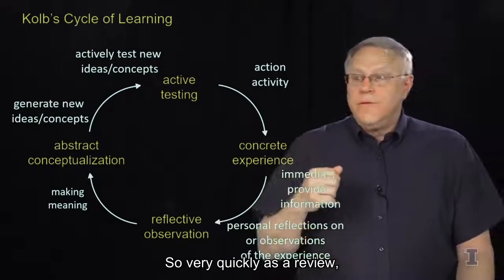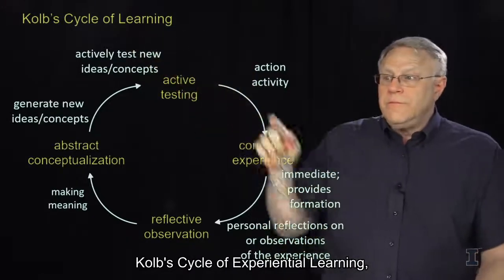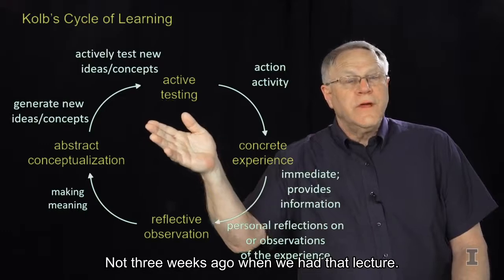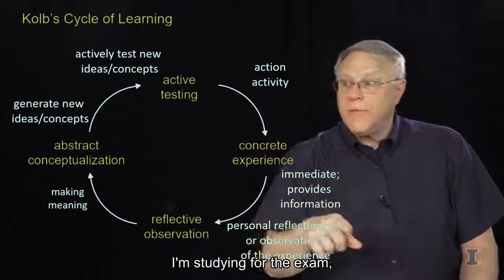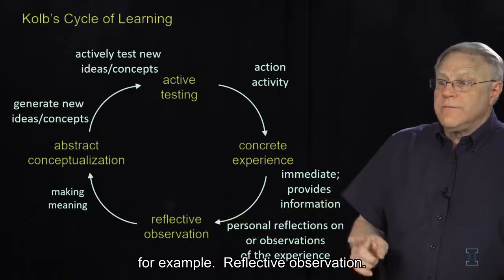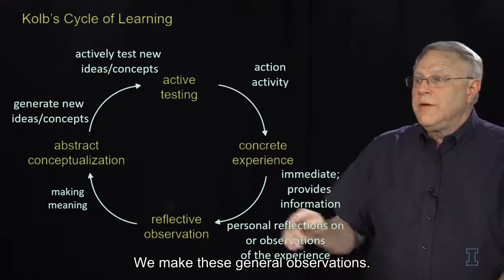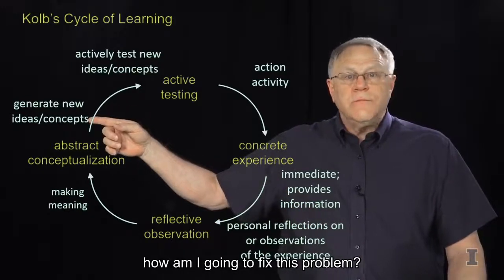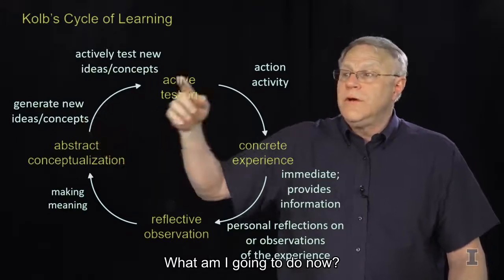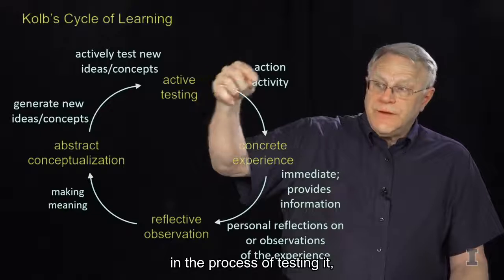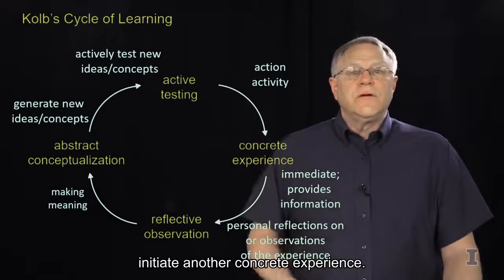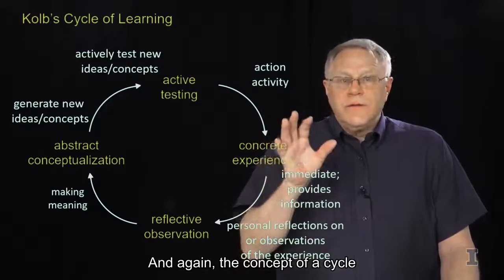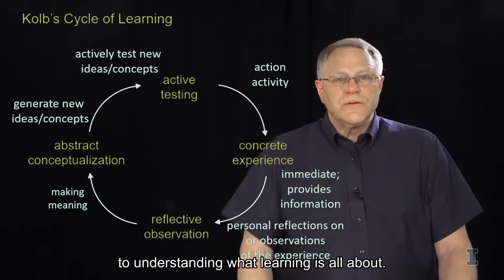So very quickly, as a review, Kolb's cycle of experiential learning: concrete experience, it's immediate, it happens now. Not 3 weeks ago when we had that lecture, it's happening now when I'm studying for the exam, for example. Reflective observation. We make these general observations. Out of that then we have abstract conceptualization where we generate some idea. How am I going to fix this problem? What am I going to do now? We actively test that. In the process of testing it, action, activity, we may initiate another concrete experience. That's Kolb's cycle of learning. And again, the concept of a cycle here is really important to understanding what learning is all about.